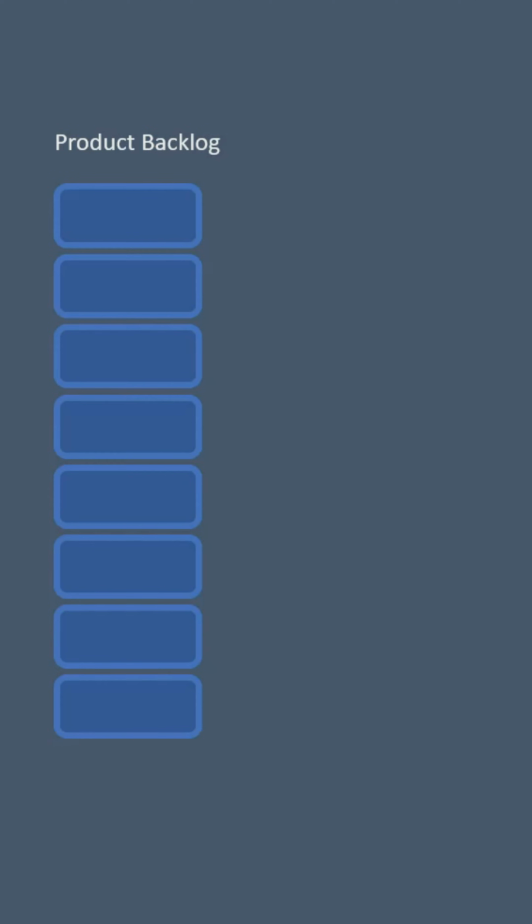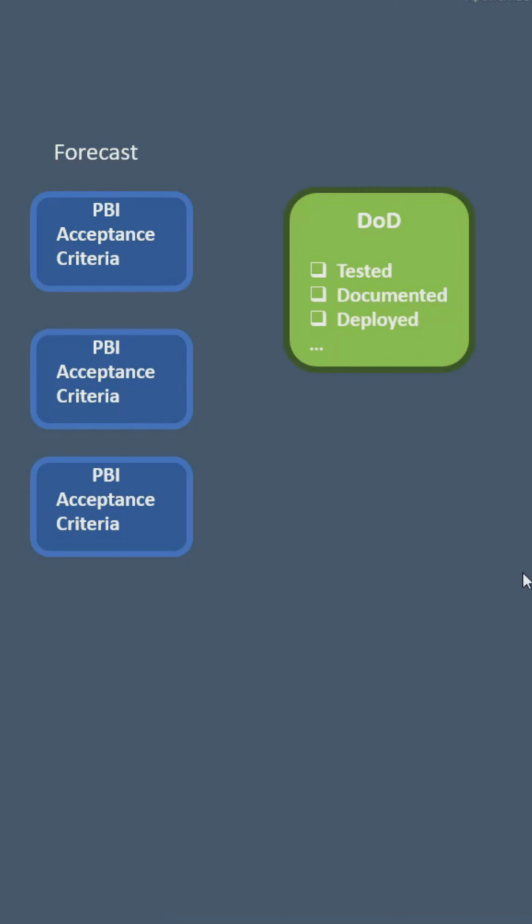Now, let's continue. I want to clarify another challenge that I see some teams or some people having, which is understanding what the DoD applies to with respect to the increment and product backlog items. So, simple context here. Suppose we have a product backlog again, and let's say we're in sprint planning, and a forecast is created. So a forecast of, let's say, 3 items. So here we are looking at the items in the forecast. So we have here 3 PBIs, and each PBI has its own acceptance criteria, and also the DoD.